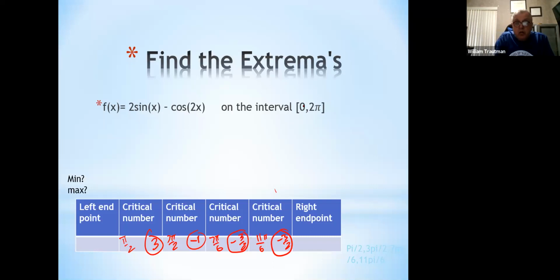Now, the right endpoint is 0. By the way, 0 and 2π, the right endpoint is 0. When you plug 0 into those functions, try it, you get a -1.